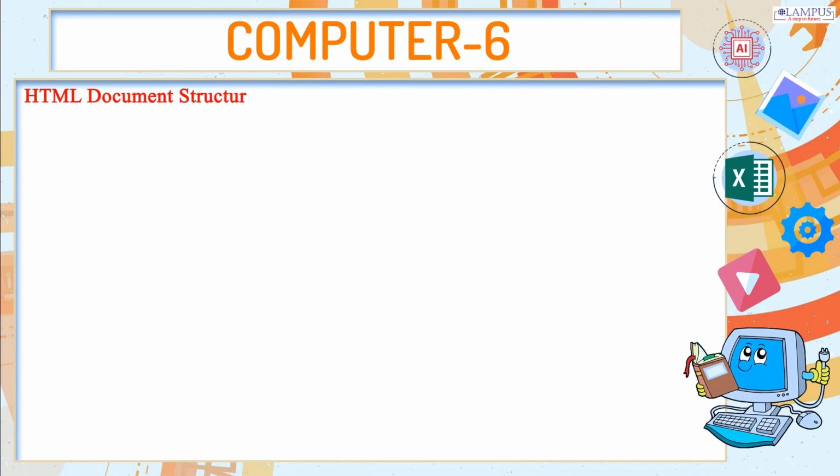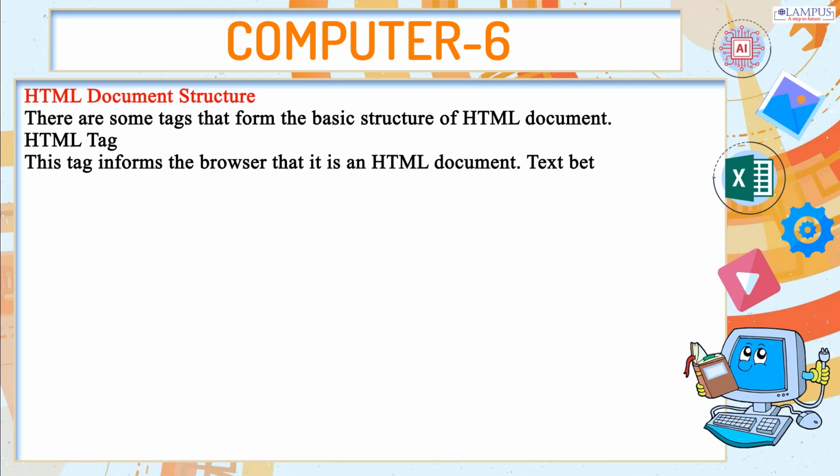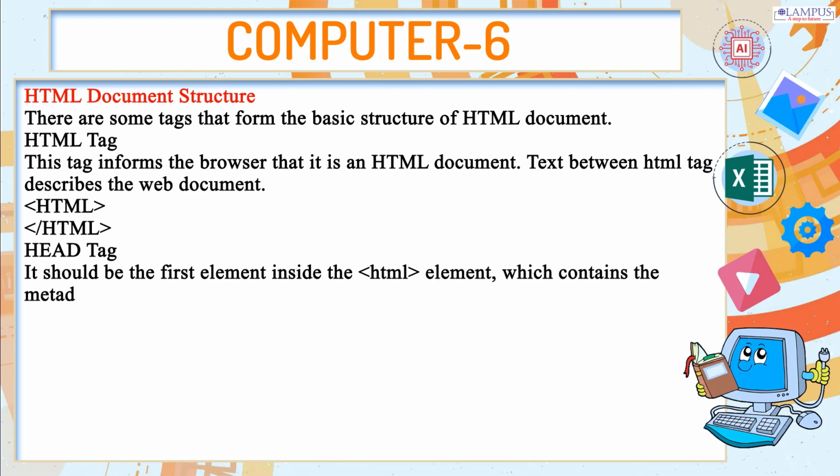HTML document structure. There are some tags that form the basic structure of an HTML document. HTML tag. This tag informs the browser that it is an HTML document. Text between the HTML tags describes the web document. Head tag. It should be the first element inside the HTML element, which contains the metadata. It must be closed before the body tag opens.